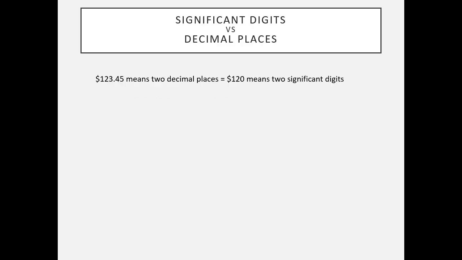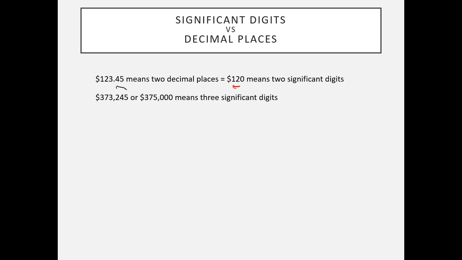Now, significant digits versus decimal places. Students often ask about this. If we look at decimal places, we're looking at the spaces after the decimal place. So for example, here there are 2 significant decimal places. On the other hand, if I only want to look at significant digits, then I would say it's 1, 2. Rounded to 2 significant digits, 0 is not a significant digit.